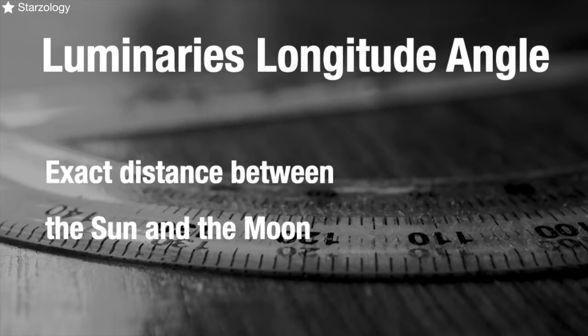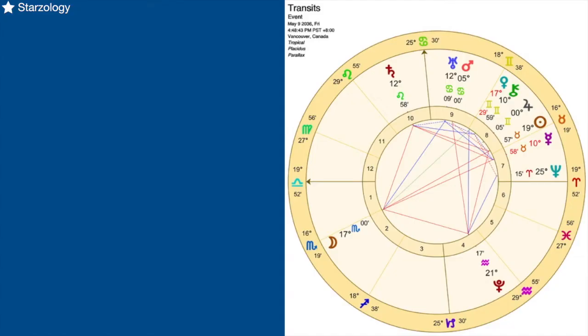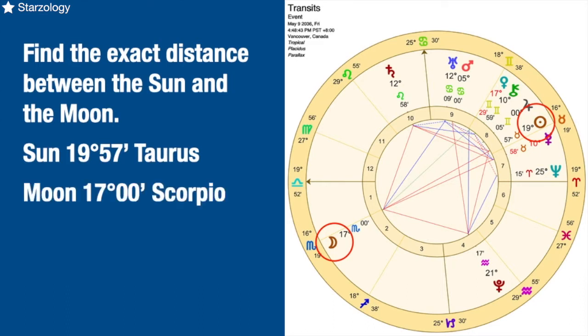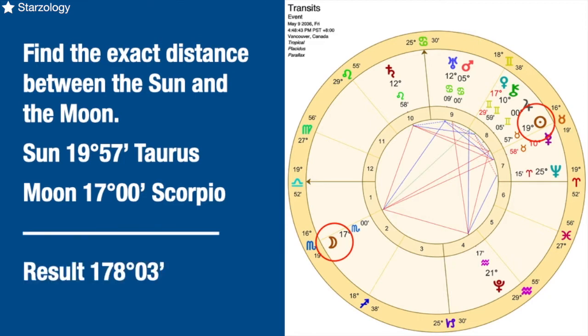So we really want to know what is the luminary's longitudinal angle. The angle is the actual geometric angle between the two planets, the sun and the moon. So we are looking for the exact distance between the sun and the moon. In an example chart that I have here, we're going to find the exact distance between the sun and the moon. So the sun is at 19°57' Taurus, the moon is at 17°00' Scorpio, and the difference between the two is 178 degrees and 3 minutes.